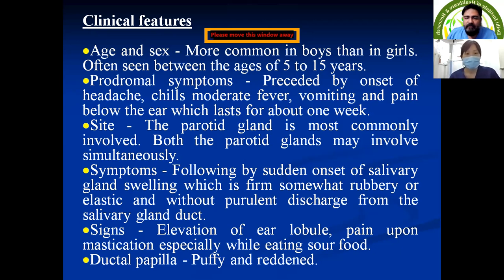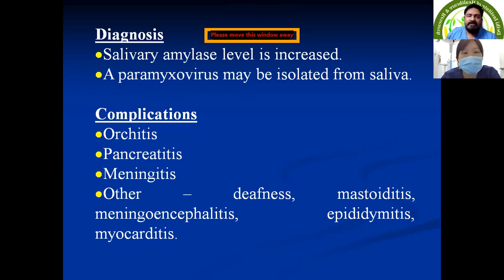Symptoms: followed by the sudden onset of salivary gland swelling, which is firm, somewhat rubbery or elastic, without purulent discharge from the salivary gland duct. Signs: elevation of the ear lobule, pain upon mastication, especially when eating sour food, and ductal papilla puffy and reddened. Diagnosis: salivary gland amylase level is increased, or paramyxovirus may be isolated from the saliva.